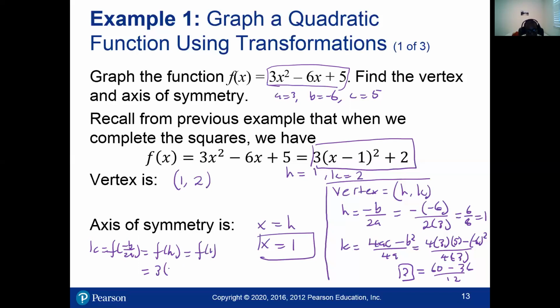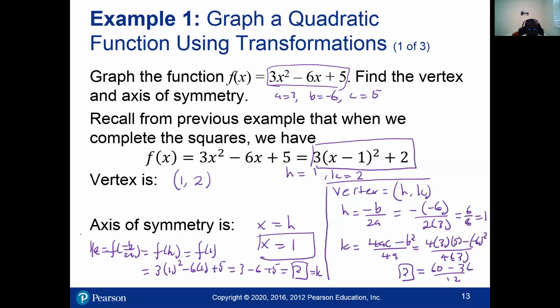Okay, 3 times 1 squared minus 6 times 1 plus what? Plus 5. This will give me 3 minus 6 plus 5. And that will give me what? It'll be 8 plus minus 6, which is 2. See that? So your k is the same as that.